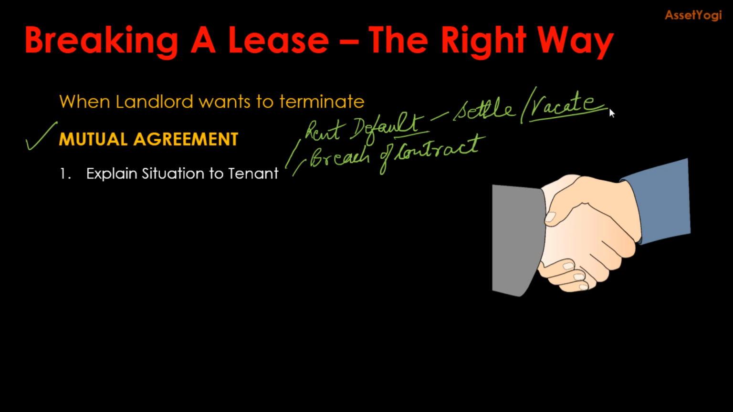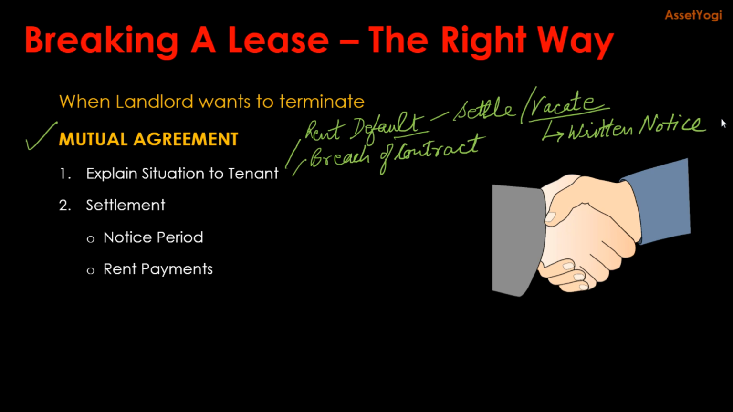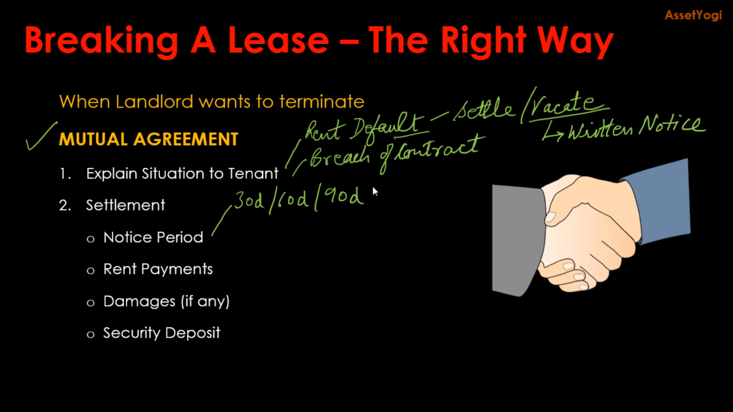And if you are asking to vacate the property, then you have to give a written notice to the tenant as per the lease term. Now how do you settle? Basically you have to settle on these 3 or 4 parameters. So you have to give a notice period as per the lease terms. If it is a 30-day notice period, or 60 days or 90 days notice period, you have to give sufficient notice to the tenant to vacate the property.